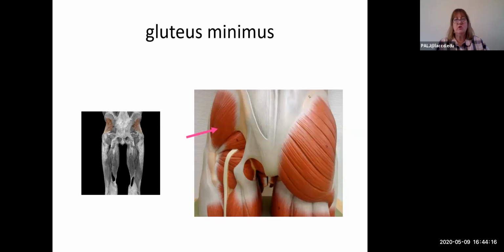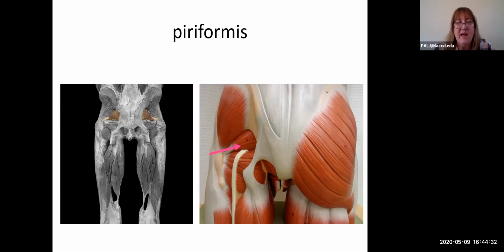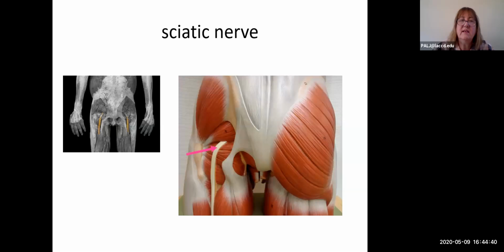So how can you be sure if the muscle you are looking at is gluteus minimus versus piriformis? That is this white structure, which on most models, I'll tell you, is usually yellow, but on this one is white. And that is because what normally comes out just inferior to the piriformis muscle is the sciatic nerve.